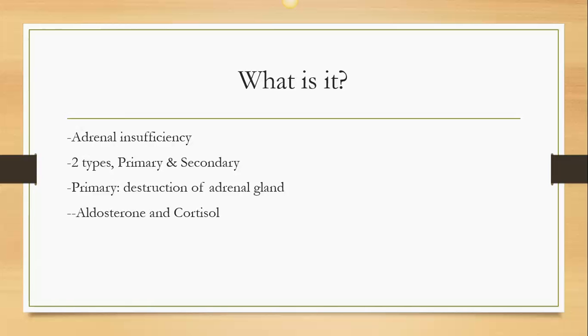Addison's disease is an adrenal insufficiency. There are two types, primary and secondary. Primary is caused by the destruction of the adrenal gland, causing corticosteroid insufficiency. Examples of corticosteroids are aldosterone and cortisol.